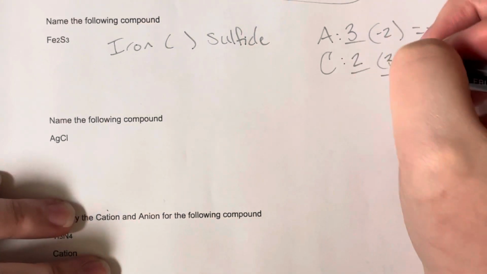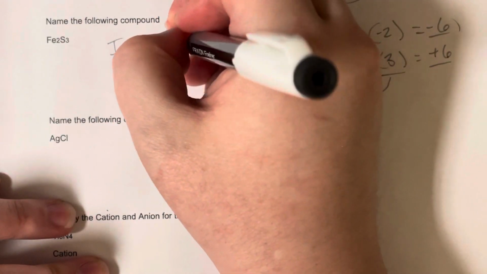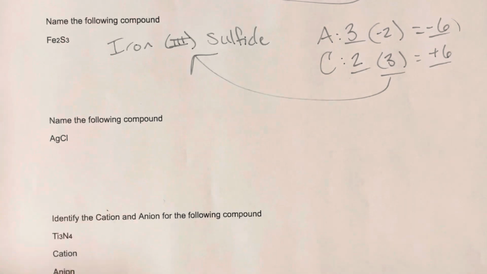Now I need to change this Arabic numeral into a Roman numeral. Roman numeral for 3 is III. So iron(III) sulfide is my name.